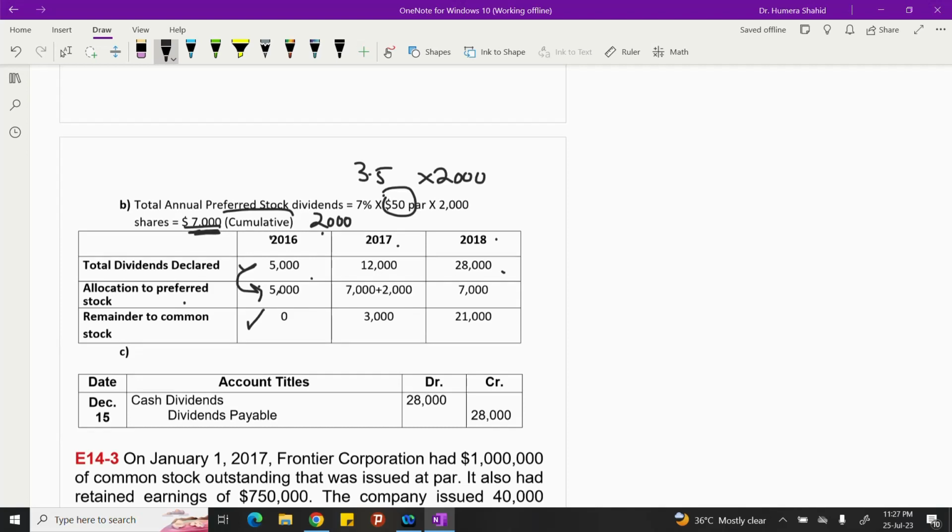In 2017, the preferred stock dividend is 7,000 for 2017, but there are arrears of 2,000 from the previous year, so together it is 9,000. So out of 12,000, 9,000 will be taken by preferred stock, and the remaining 3,000 will be given to the common stock. Is there any arrear in 2017? No, because all the dividend is paid. 2018, 7,000 dividend is for 2018 for the preferred stock. There was no arrears from the previous year, so the rest will be given to the common stockholders.